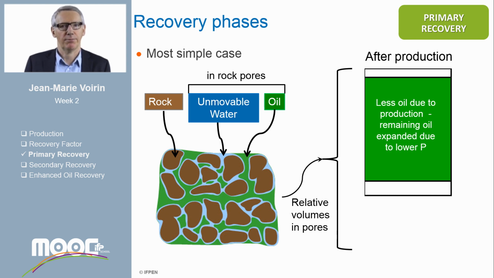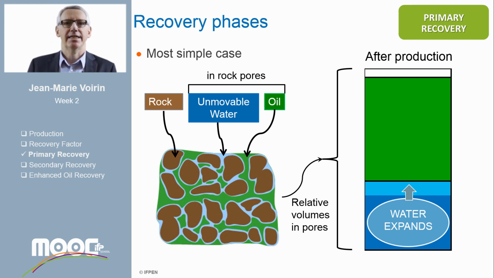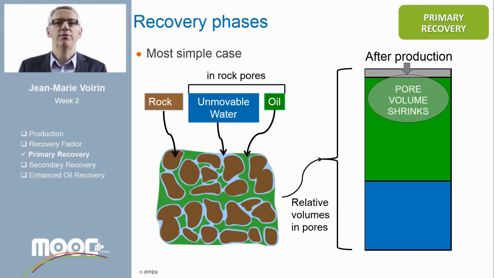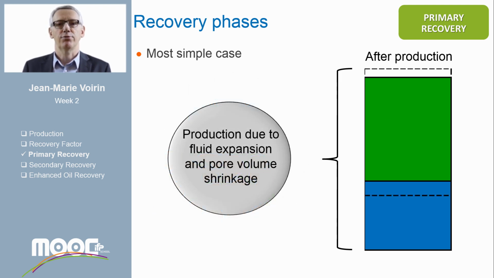Several things take place. There is less oil, but the remaining oil has expanded due to the lower pressure. The space left is filled by the water, which expands due to the decompression and occupies a larger volume in the pores. The arrangement of the rock grains is modified, shrinking the pore volume available between them. Production has been made possible by the fluid expansion and pore volume shrinkage, replacing the produced oil.